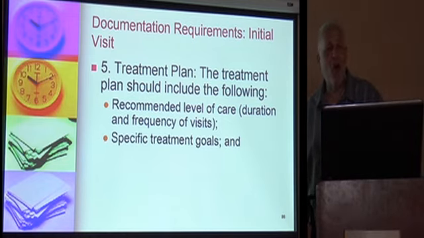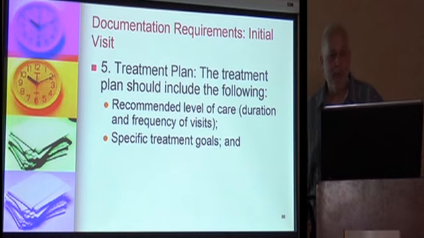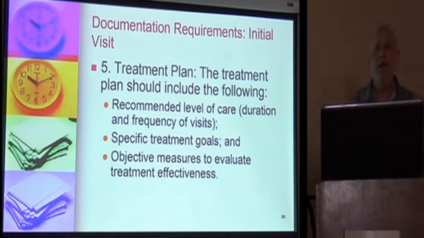You have to state your goals, short and long term. So you have to say, chiropractic adjustment to decrease pain and increase range of motion, or increase functionality. I mean, stupid terms, but you got to put them in there. Long-term goal, increase quality of life, increase range of motion, decrease pain. I mean, it's the same stuff over and over. Then you should have an objective measure to evaluate your effectiveness.